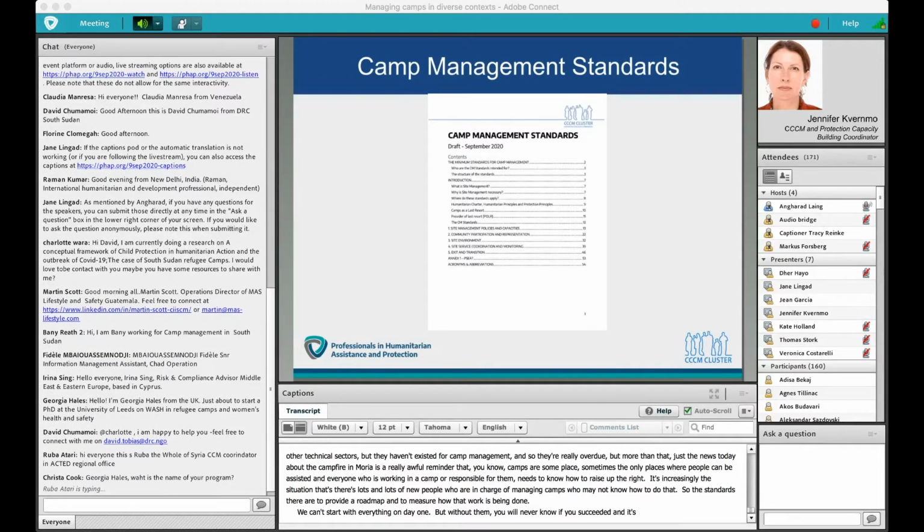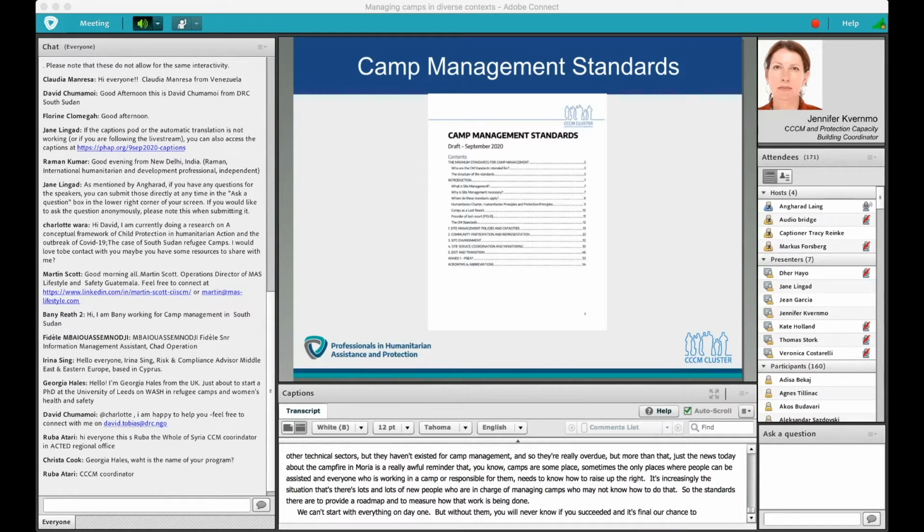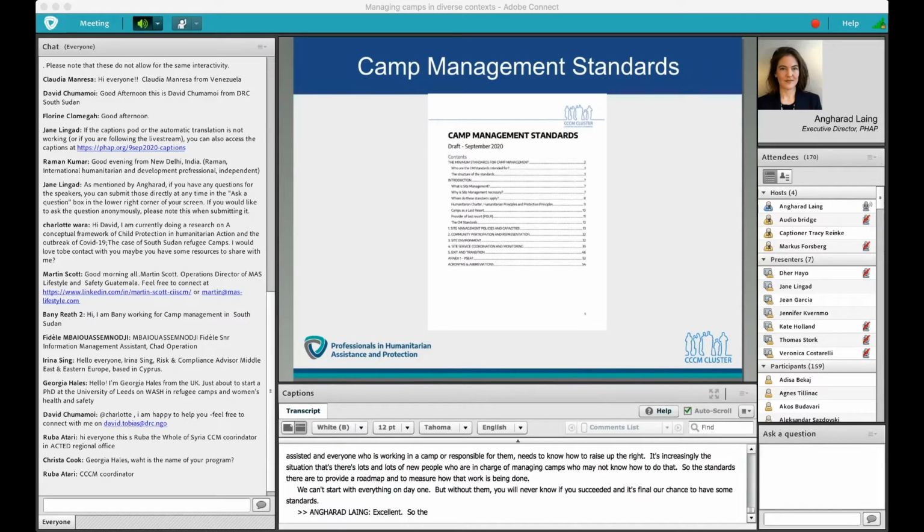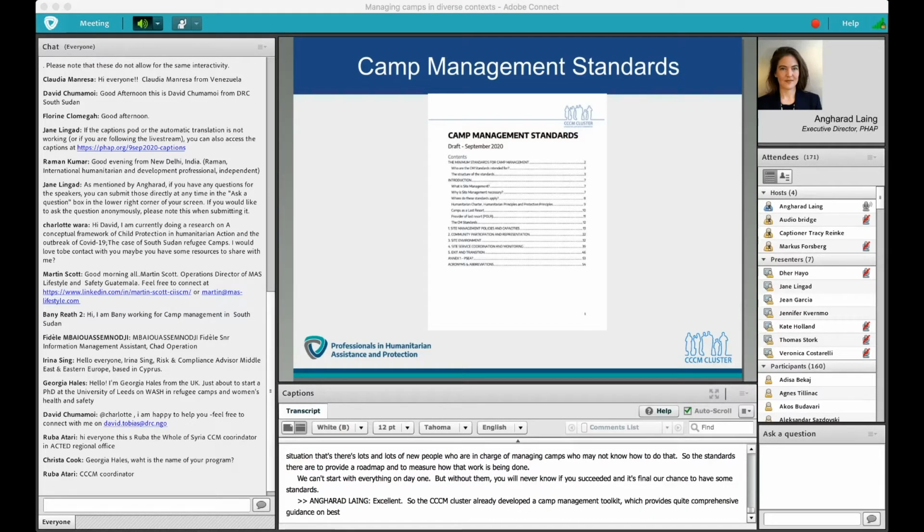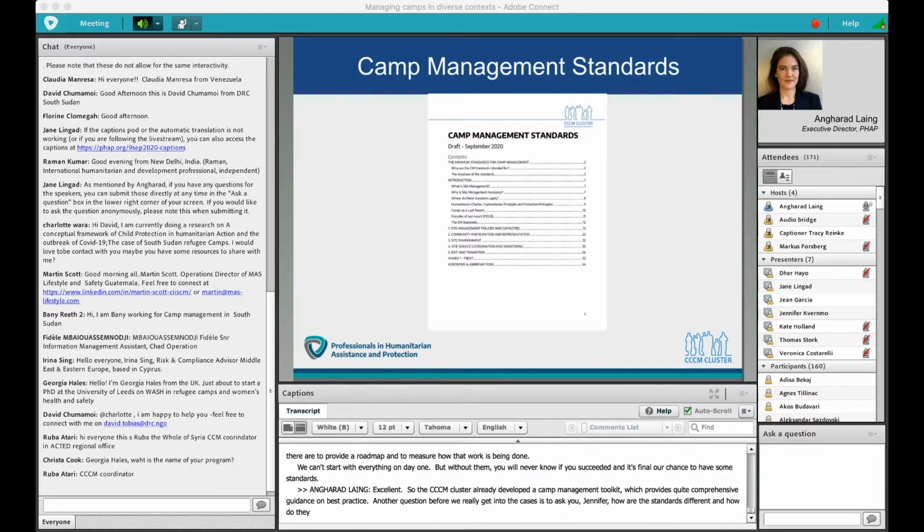Okay, excellent. So the CCCM Cluster already developed a camp management toolkit, which provides quite comprehensive guidance on best practice. Another question before we really get into the cases is to ask you, Jennifer, how are the standards different and how do they relate to the toolkit? Back to you. Well, you can say that they're the same but different.